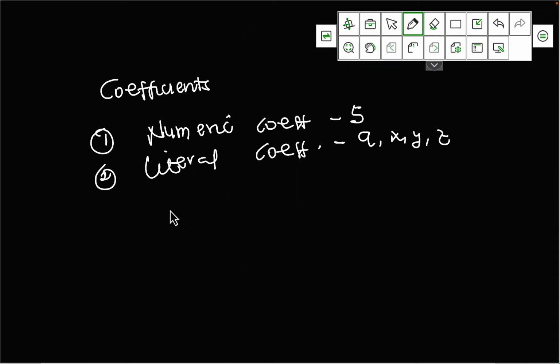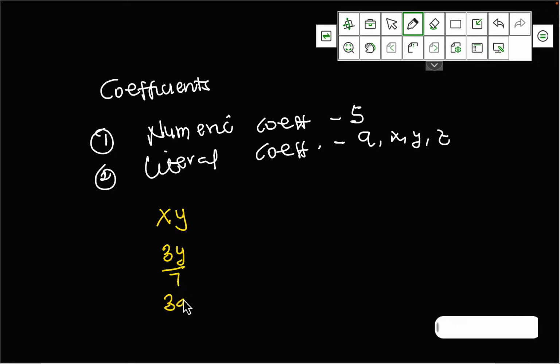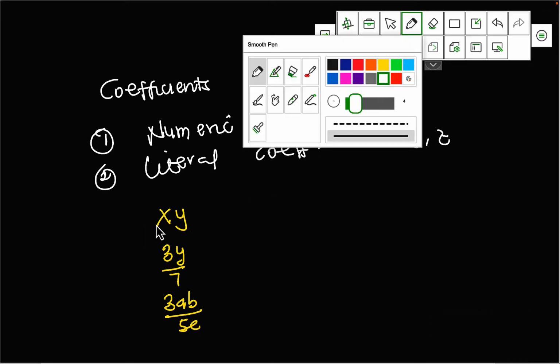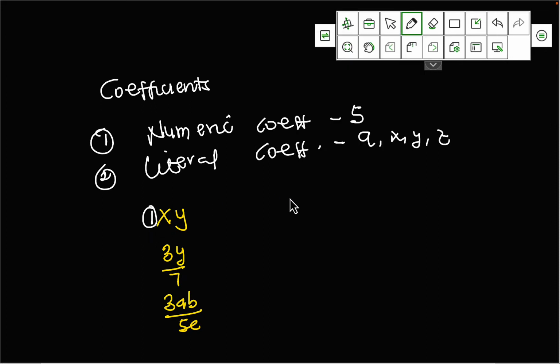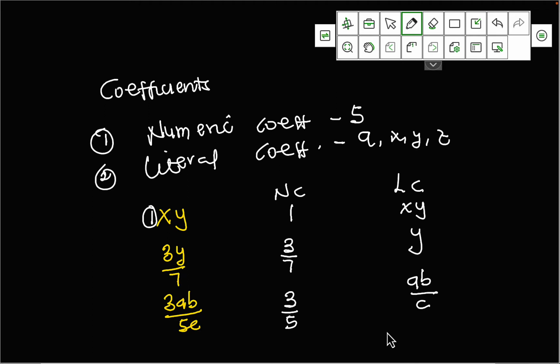Now let's look at some examples. If I have xy, I have 3y over 7, I have 3ab over 5c. Let's look at the numeric coefficient. There is no number here, meaning that there is 1 here. The numeric coefficient here is 1, and the literal coefficient here is xy, a combination of literals. The numeric coefficient here is 3 over 7, and the literal coefficient is y. Here, guess what the numeric coefficient is? That will be 3 over 5, and the literal coefficient is ab over c. You understand? So now you understand what we mean by numeric coefficient.